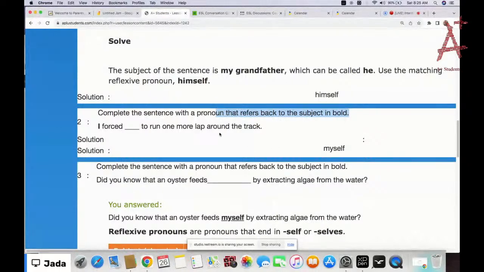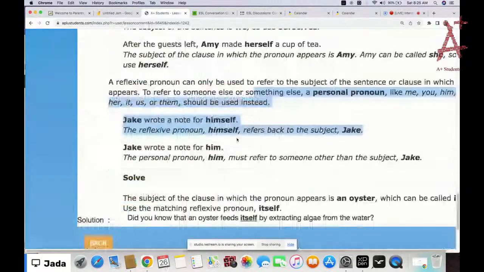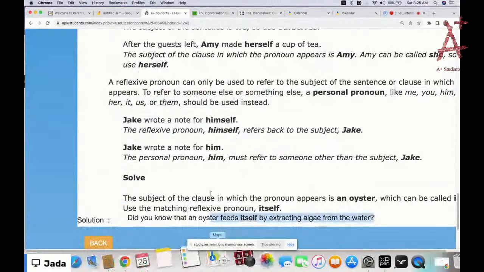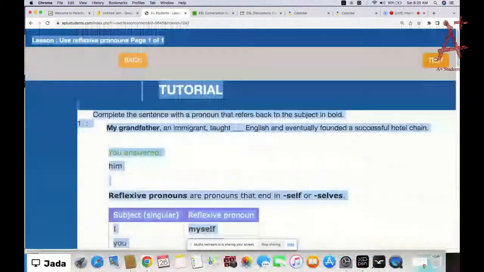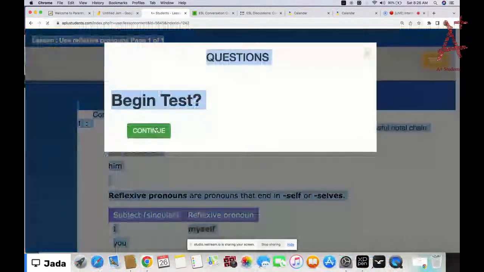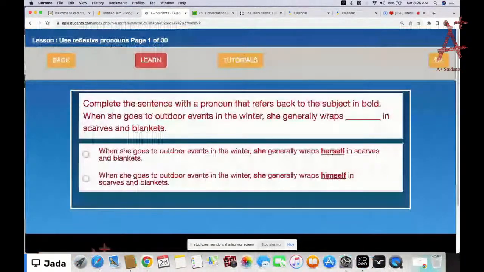I forced dash to run one more lap around the track. I forced myself. So the reflexive must go with the subject. Did you know that an oyster feeds dash by extracting algae from the water? Feed what? Itself. Yeah, because you know that it's an animal, so it's gonna be itself, right? So yeah. Okay, so that's it. I think that this one also is a little bit clear. It's the same thing that we've done so far.